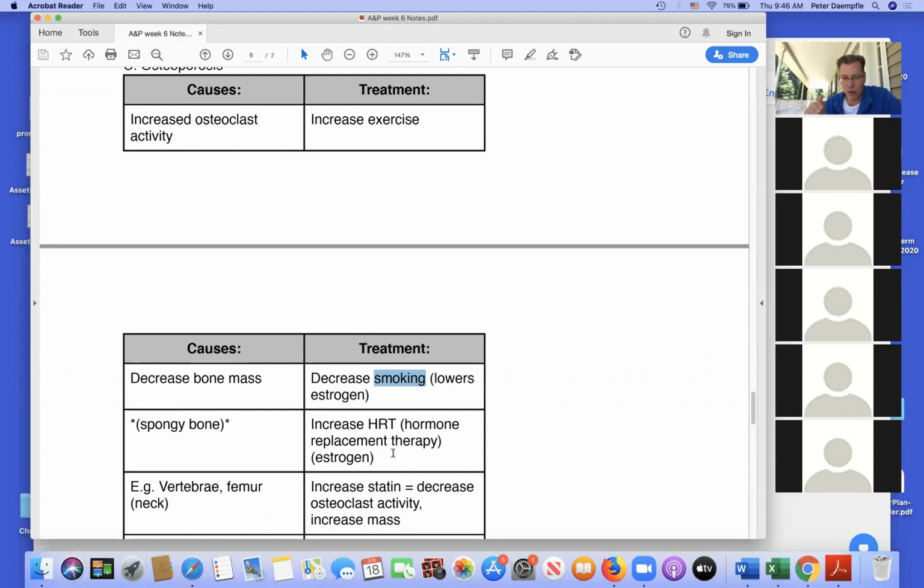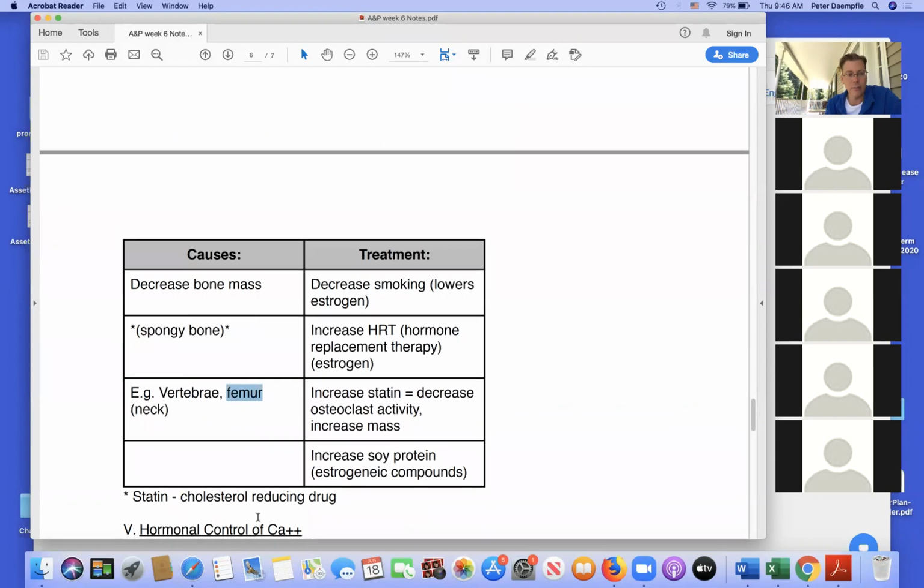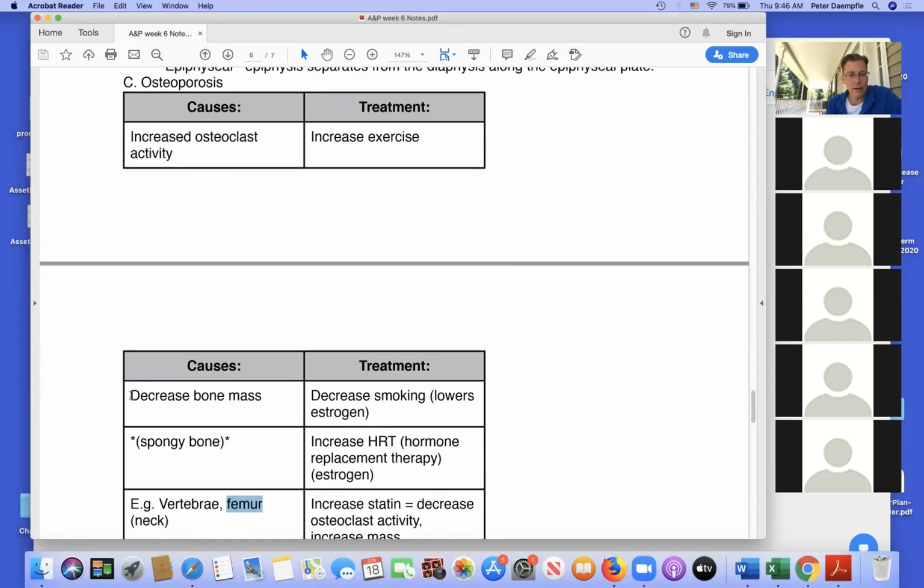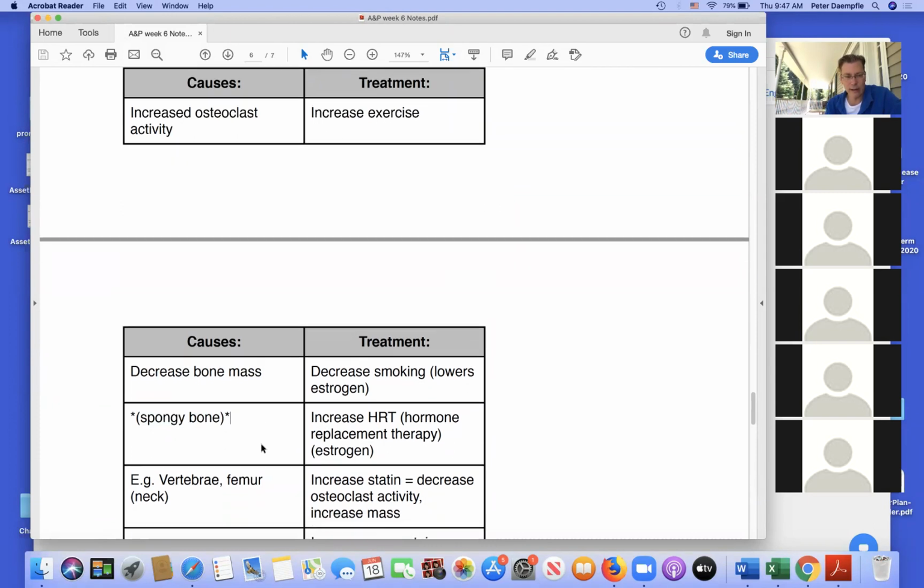When the estrogen goes down, the osteoclast activity goes up and it decreases bone mass. So usually in the vertebrae and in the femur, the neck of the femur, that's where you see most of the thinning of the bone. And again, it's defined as a decreased bone mass. Spongy bone is kind of where it's the worst because it's thin already. That's what's most likely to break.